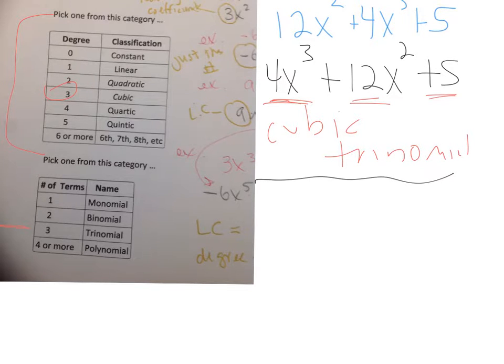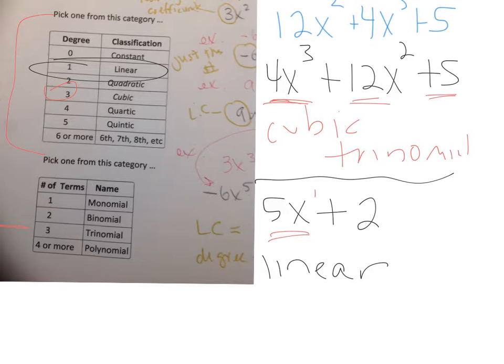Another example. 5x plus 2. It is in standard form. We have 5x. We don't see an exponent, so we know it's a 1, which means it's a linear. How many terms do we have? We have 2 terms, the 5x and the 2, so it's a linear binomial.